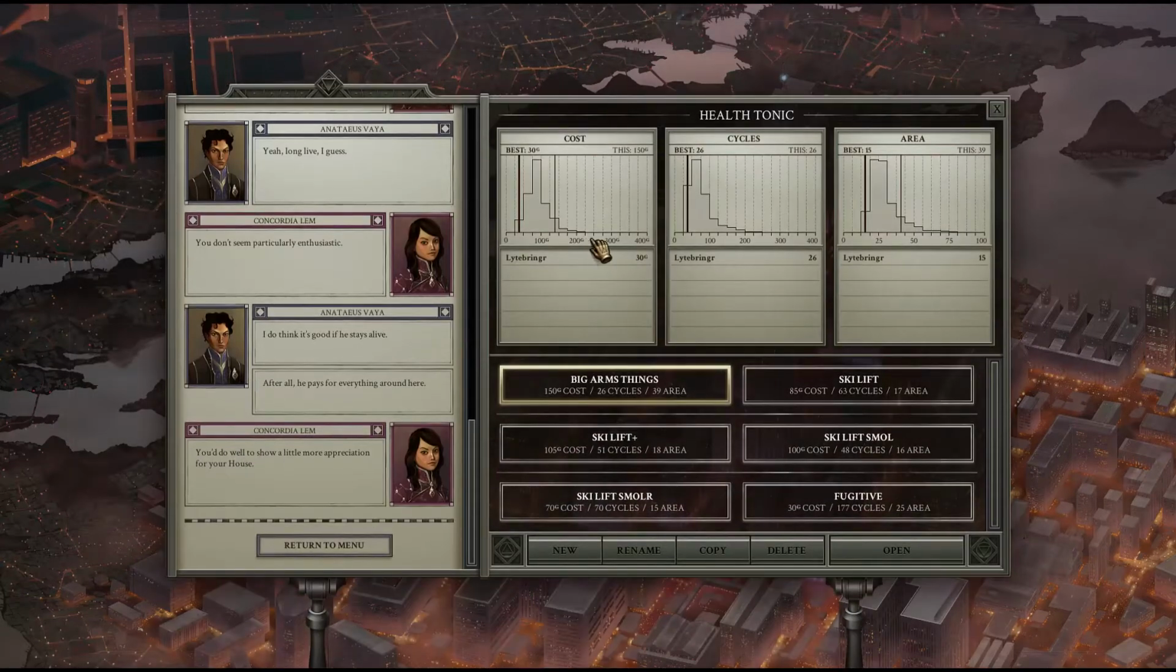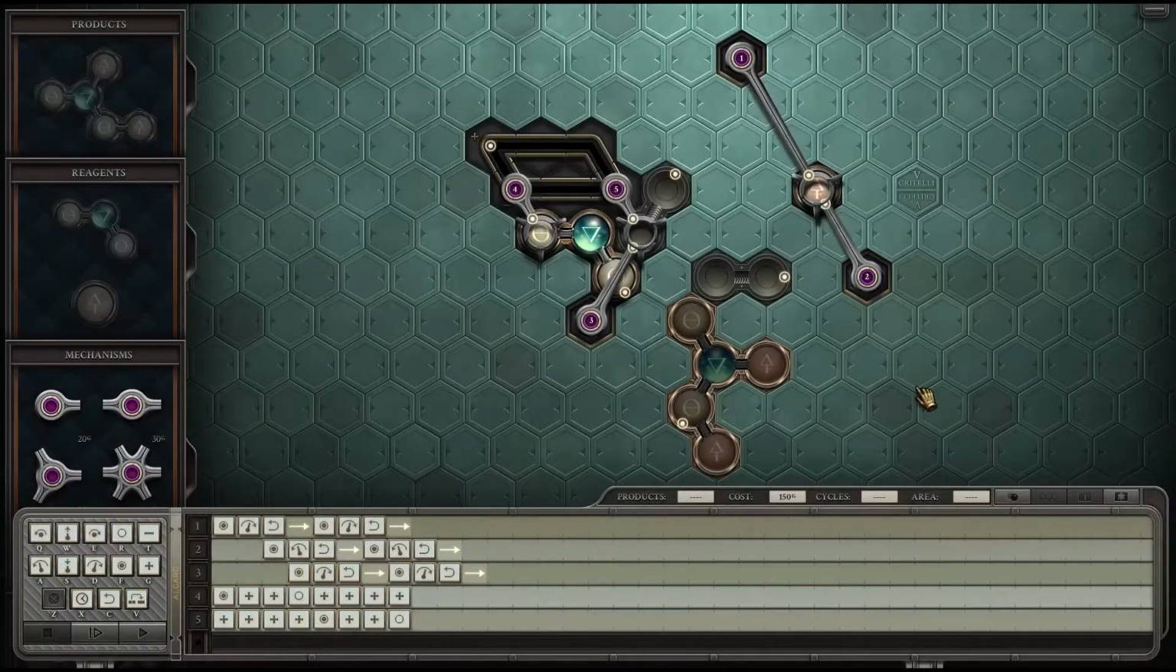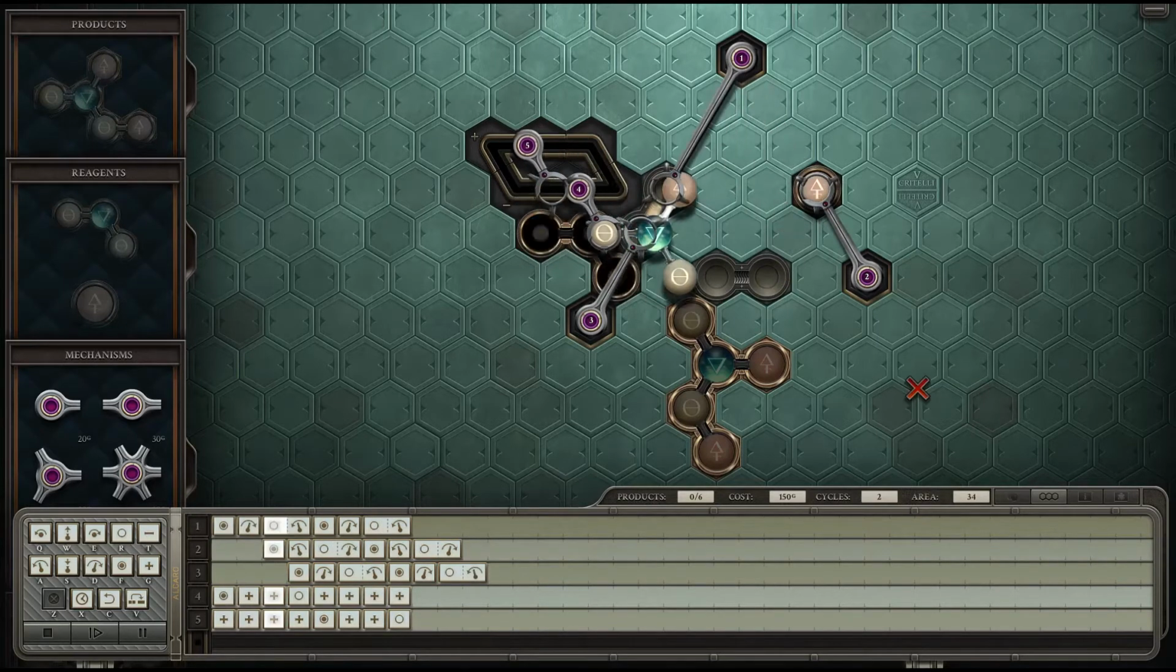Today, we're heading into the health tonic. This one's a bit interesting because the version that I started off with is pretty darn quick. Nigh on optimal. I'm not going to make any promises of optimality because I've been demonstrated to be wrong either by myself or by someone else several times.